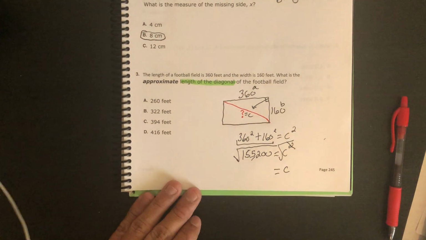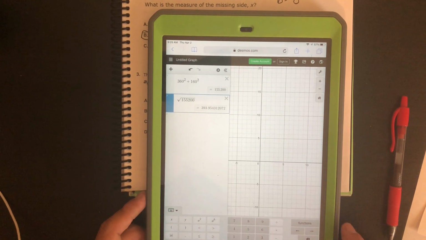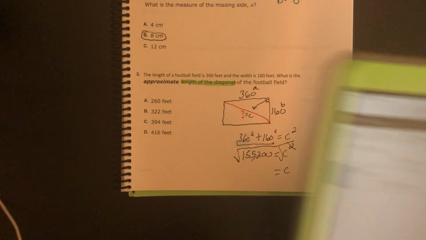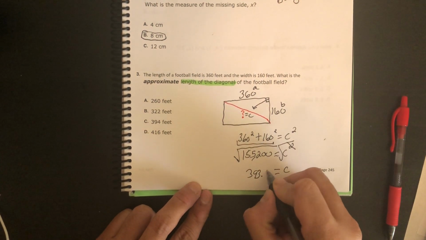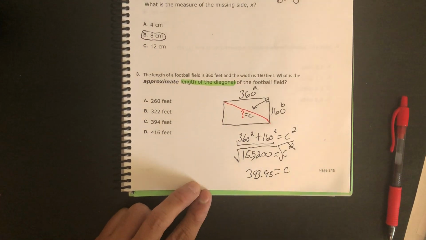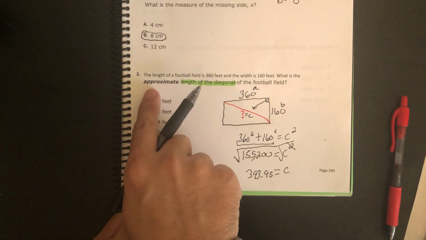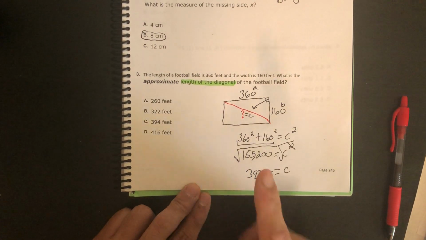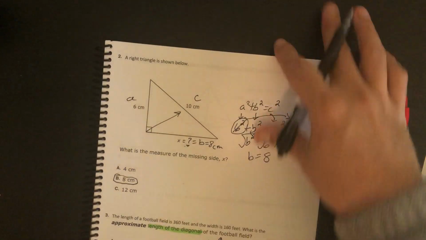Now the opposite of a square is square root. So you're left with, let's do the square root of 155,200, and I get 393.95. And because they said they wanted an approximation, clearly this rounds to answer choice C, 394. Okay? Let's move on.